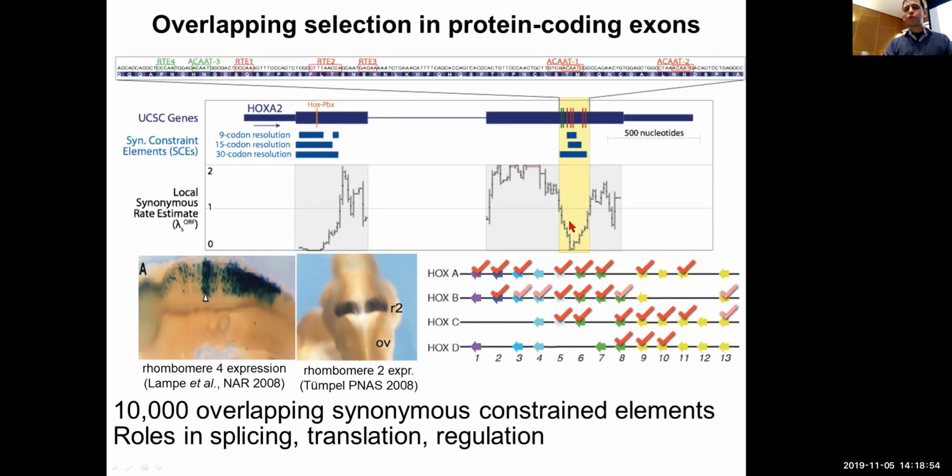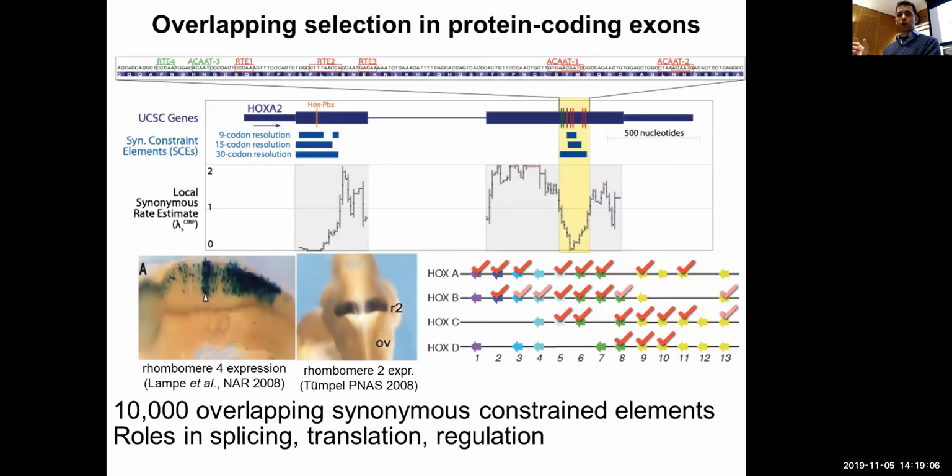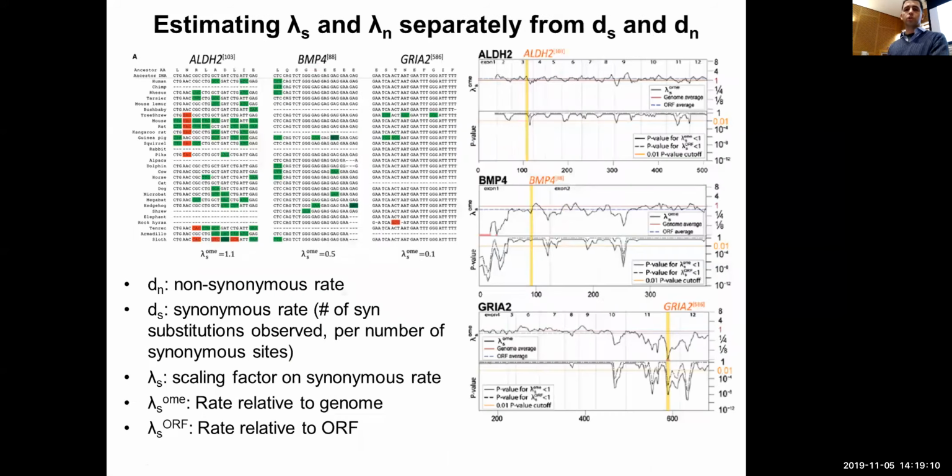So again, there's overlapping constrained elements. And we were able to use this approach to find hundreds of these elements across the genome. You can basically now predict overlapping protein coding genes. You can find RNA structures encoded within protein coding genes and so on and so forth.